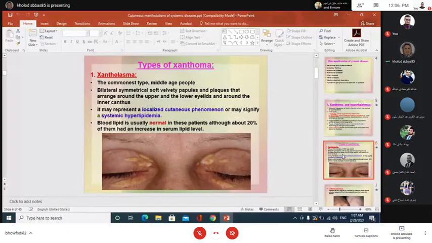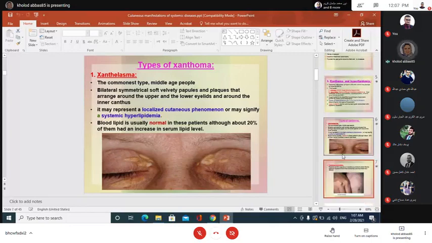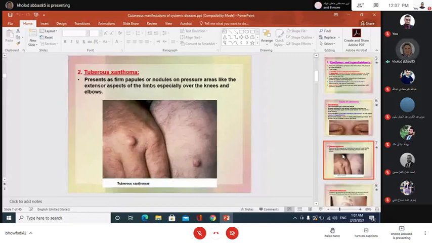Usually, the blood lipid profile in this disease is normal. They don't have abnormal hyperlipidemia. Okay. Usually, just 20% of cases may be related to hyperlipidemia. Type 2 is tuberous xanthoma. Tuberous xanthoma presents as firm papules or nodules seen on pressure areas, like the extensor aspect of the limbs, especially the knee and elbow.